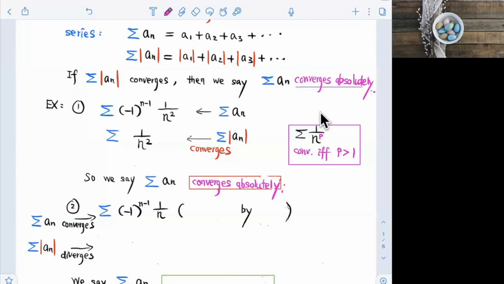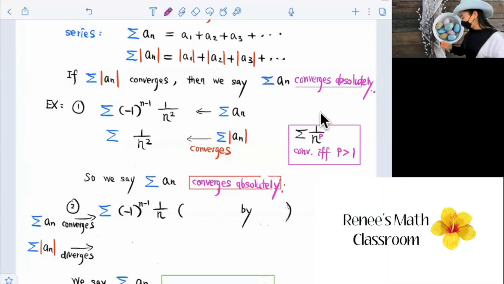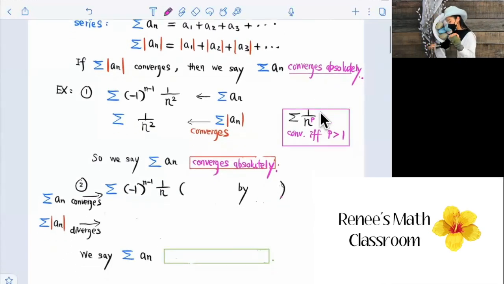So here the series converges absolutely. Does it mean that the series itself is going to converge? It turned out to be true. Converging absolutely is actually a stronger kind of convergence, even stronger than just convergent. When you say something absolutely, no question about it.